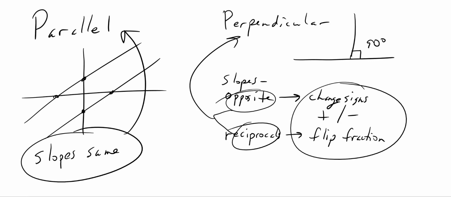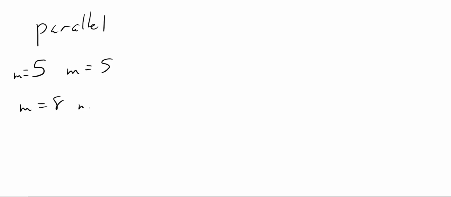Let me give you some examples. Parallel is the easiest. Say the slope is 5 and the other slope is 5. You can't get any easier. Slope is 8, slope is 8. Slope is negative 8,163, the slope is negative 8,163. If the slopes are the same, that means they're parallel.